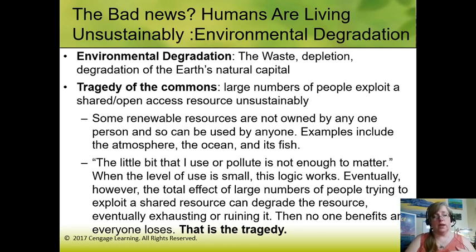Let's read this little quote here. The little bit that I use or pollute is not enough to matter. However, if the level's small, this logic works, but eventually the total effect of large numbers of people using and exploiting and polluting and degrading this resource is going to exhaust it and ruin it. And then nobody benefits at all. Everybody loses, and that's the tragedy.